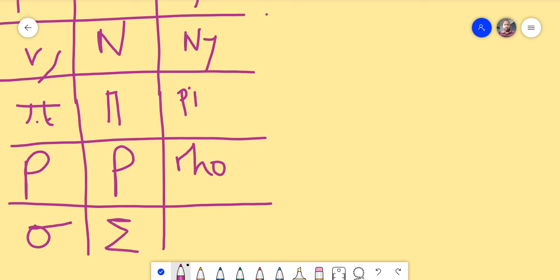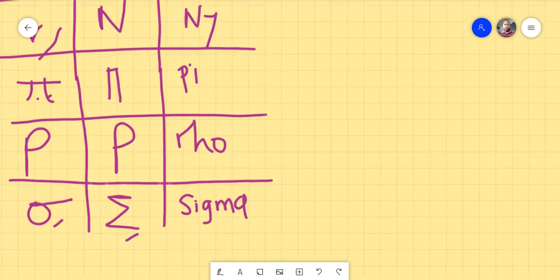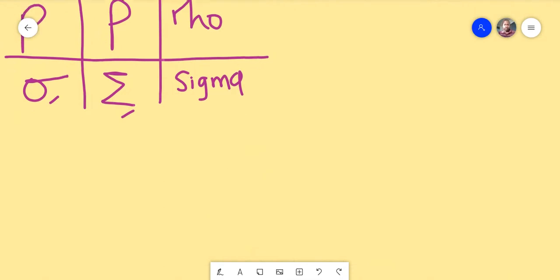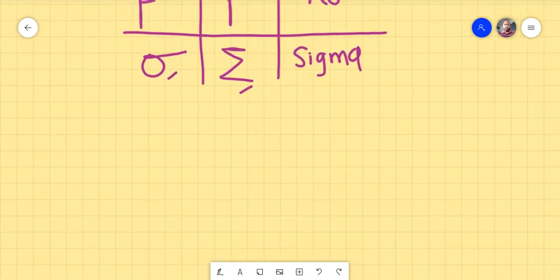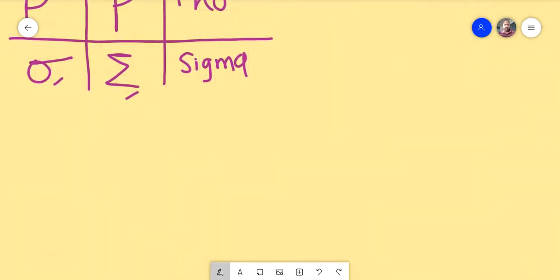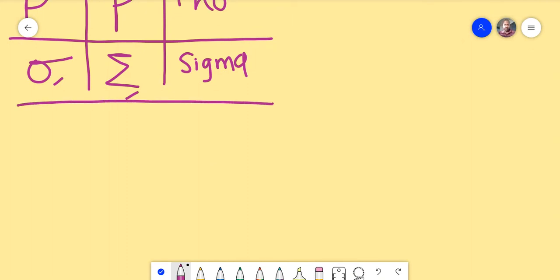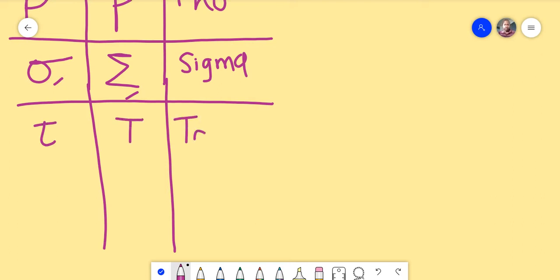And this is small, this is capital. I mean, this is small, this is capital, and this is sigma. I'm just going to show you the most common of these symbols. And then another one that is commonly used is this one. And its capital is this one, and this is tau.